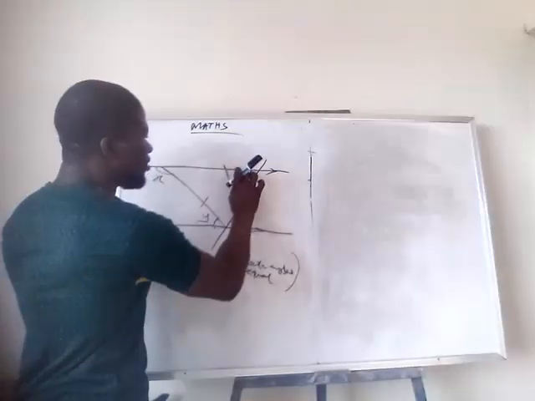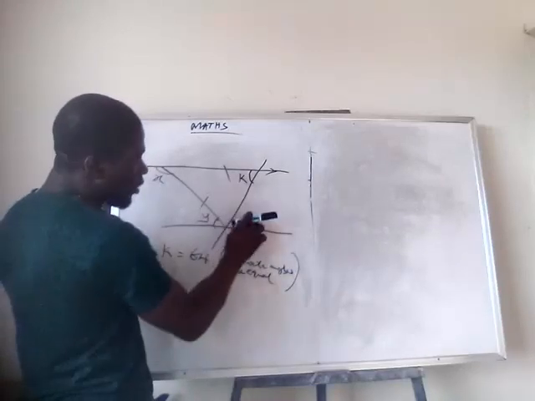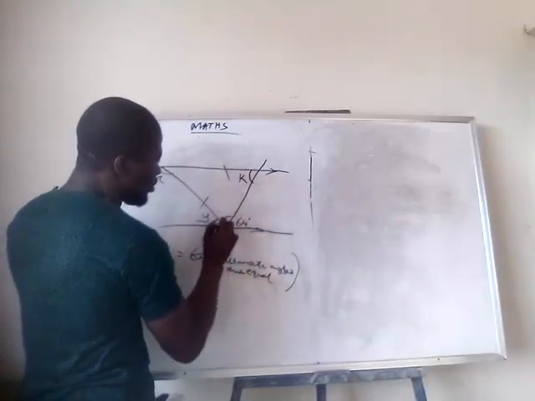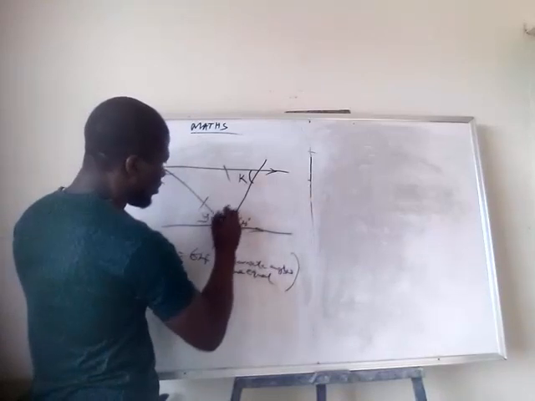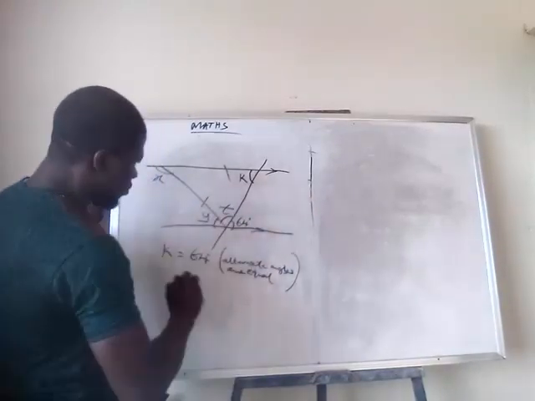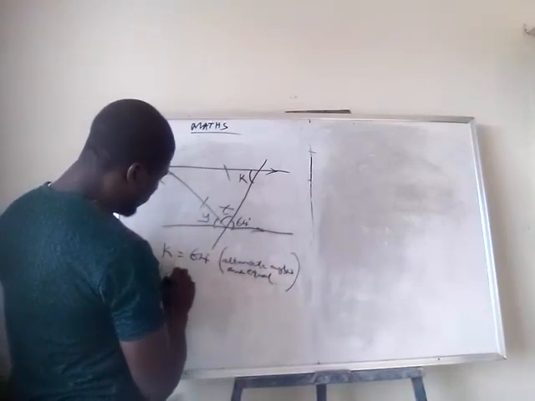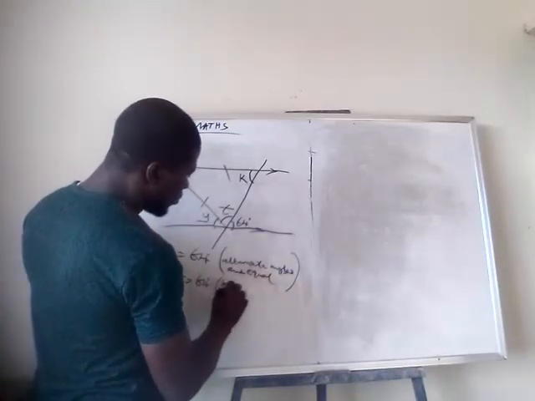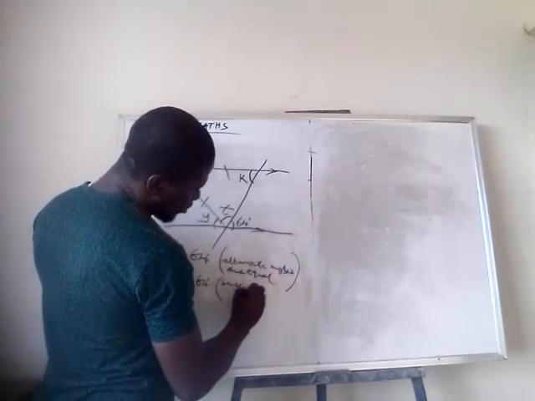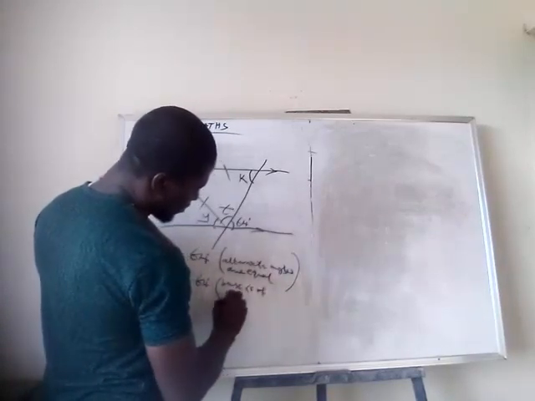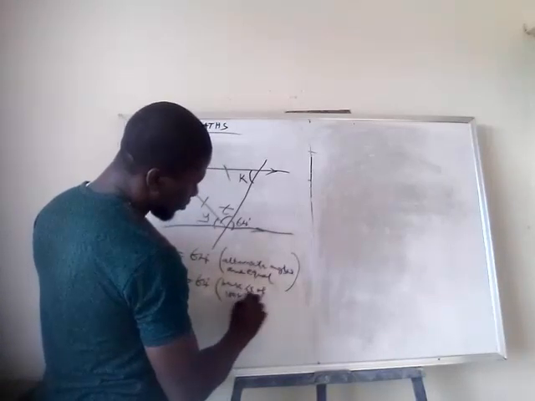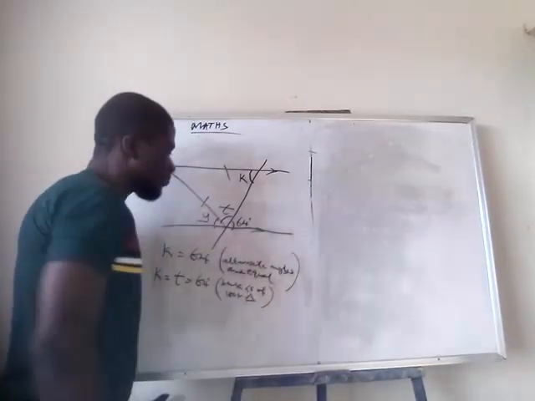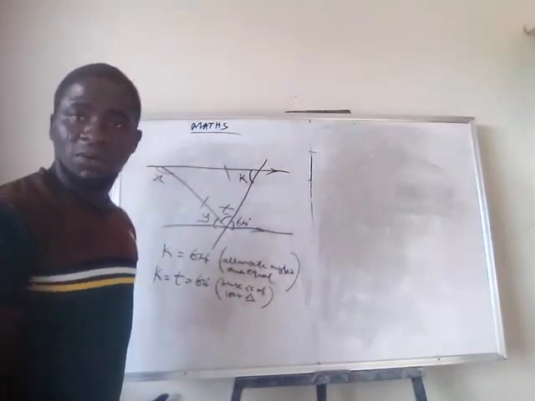So if this place is equal to K, it means that here is equal to this place also. So we call this one T, letter T. So K is equal to T, equal to 64 degree. Base angles of isosceles triangles. So if this is done, I think there is no other thing for us to do.